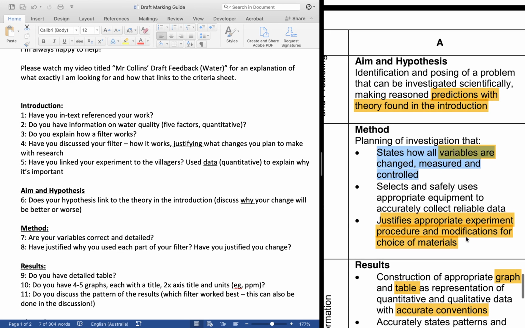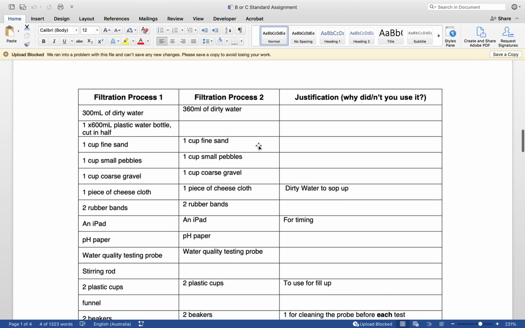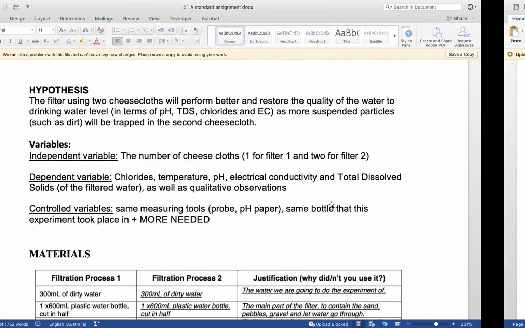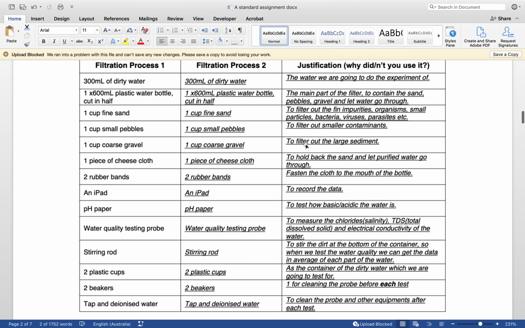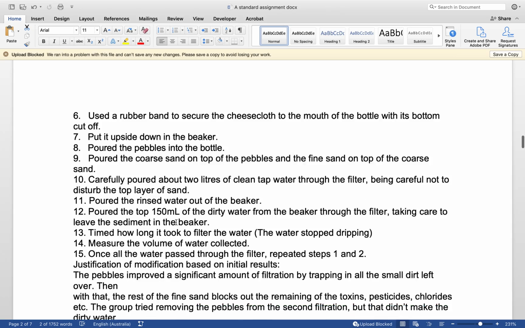The second thing I'm going to be marking you on, sorry, is have you justified why you used each part of your filter? And have you justified your change? Let's have a look here. There's the materials list. The B or C student hasn't filled out the justification fully. Well, the A student, every single point is very well justified. Also, they've included the initial procedure there.